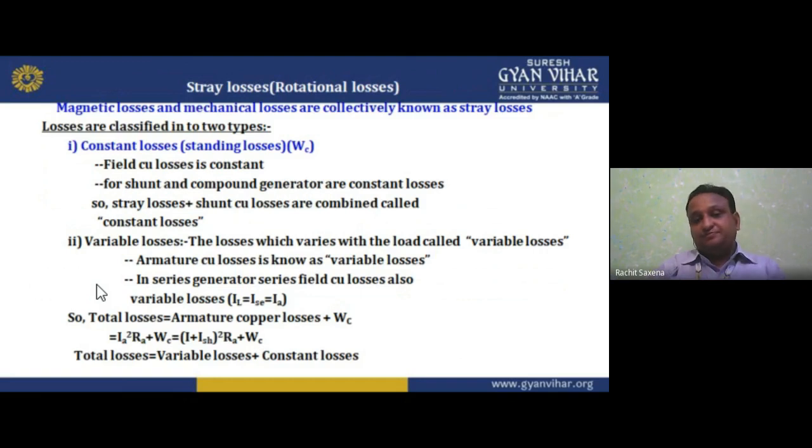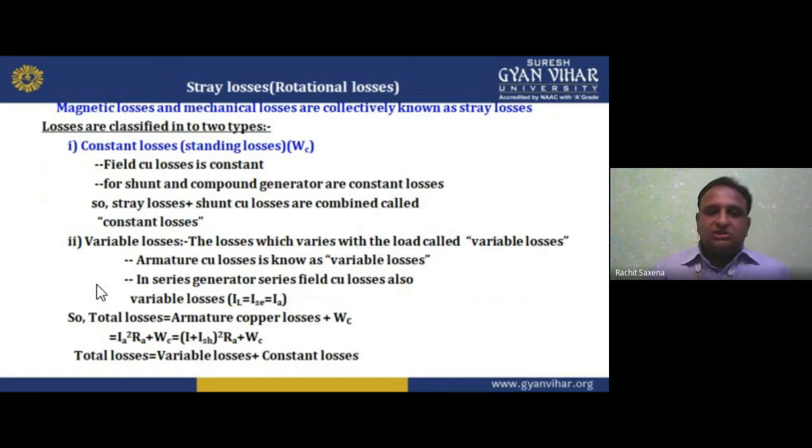Now variable losses. These are losses which vary with the load. Constant losses do not vary with the load, but variable losses do. So armature copper loss is a variable loss, but field copper loss is a constant loss. In a series generator, series field copper loss is also a variable loss. We can say IL is equal to Ise is equal to I. Now total losses: armature copper loss plus Wc, the constant loss. So Ia square Ra plus Wc. You can also write it as I plus Isa square Ra plus Wc.